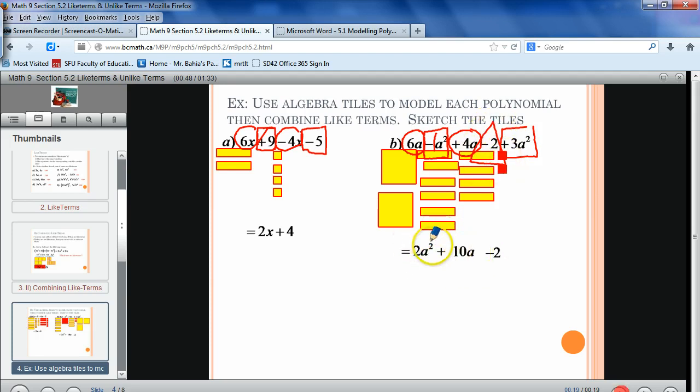Again, it's best to put the exponent first, then just the letter, then the number, in that order. It's not wrong if you don't put it in that order, but it's best if you do it that way.